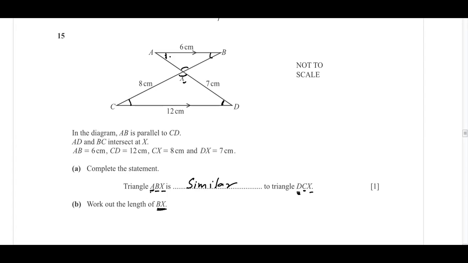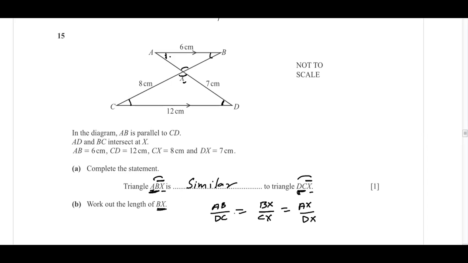Now, which sides are corresponding here? If I take the side AB, the corresponding one will be DC. So I can say AB ratio DC will be equal to, if I take the side BX, it will be corresponding to CX. So BX ratio CX will be equal to AX ratio DX. Okay, side AX is corresponding to side DX, so their ratio will be equal. So using this property, we can find the missing side.